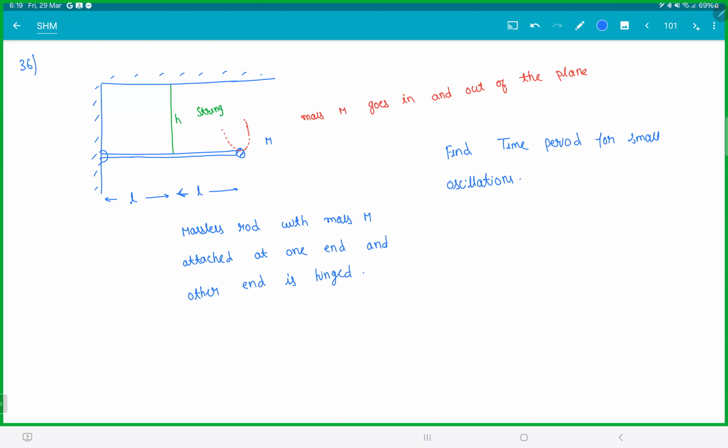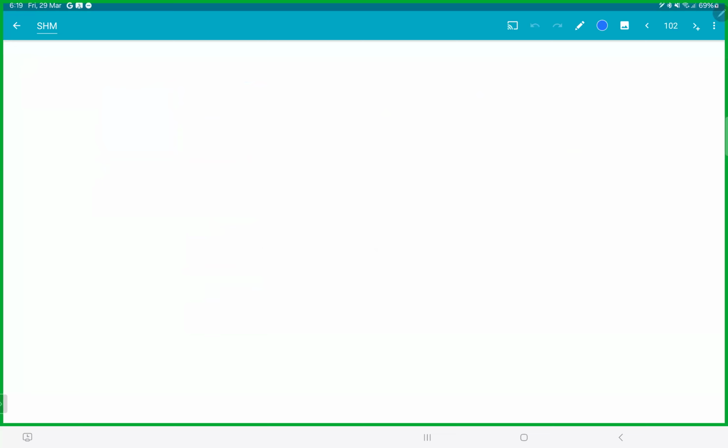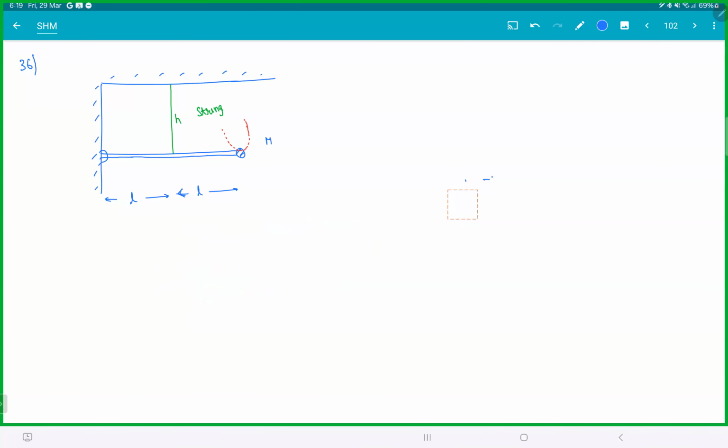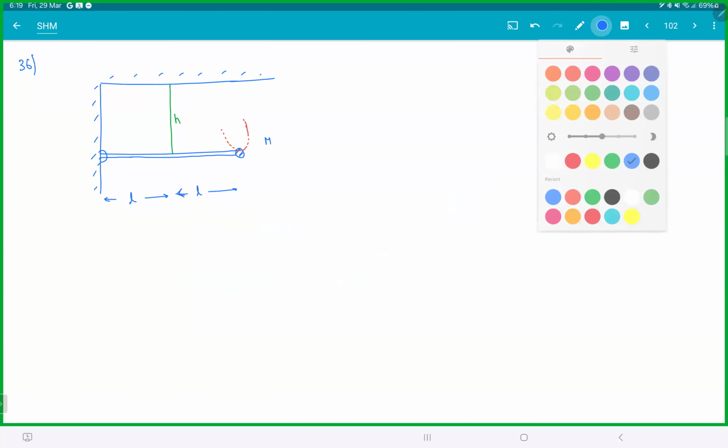Let's see. So for these kinds of questions, the problem is that finding torque and all that stuff looks confusing, but if you actually observe that particle there, it kind of behaves like a pendulum. How is that? See, this is what we do.